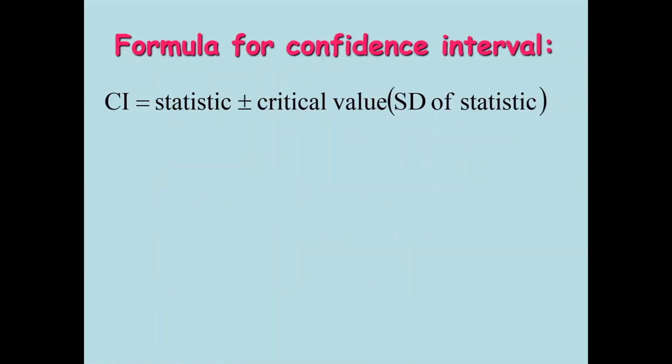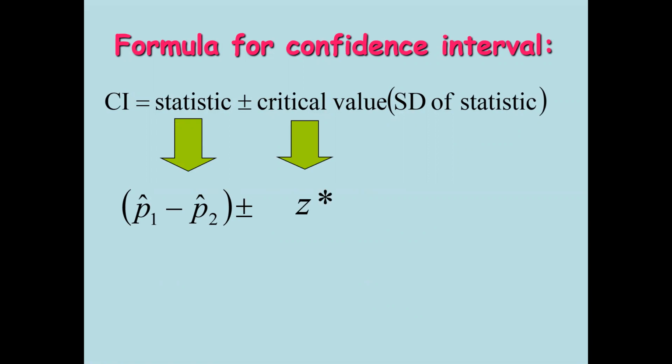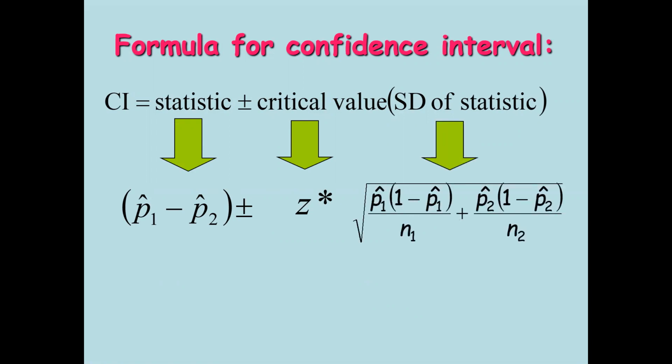The formula for a confidence interval is your statistic plus or minus your critical value times the standard deviation. If you're doing a confidence interval for proportion, your statistic is your p-hat, so p1 hat minus p2 hat, plus or minus the critical value. The critical value for proportion is always your z statistic for either 90%, 95%, or 99%, typically. And your standard deviation is the big formula on your AP formula sheet: the square root of p-hat 1 times 1 minus p-hat 1 divided by n1, plus p-hat 2 times 1 minus p-hat 2 divided by n2.